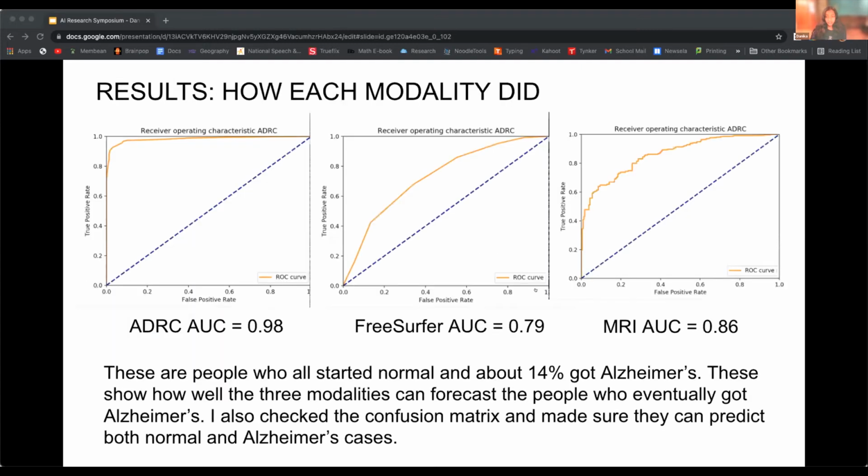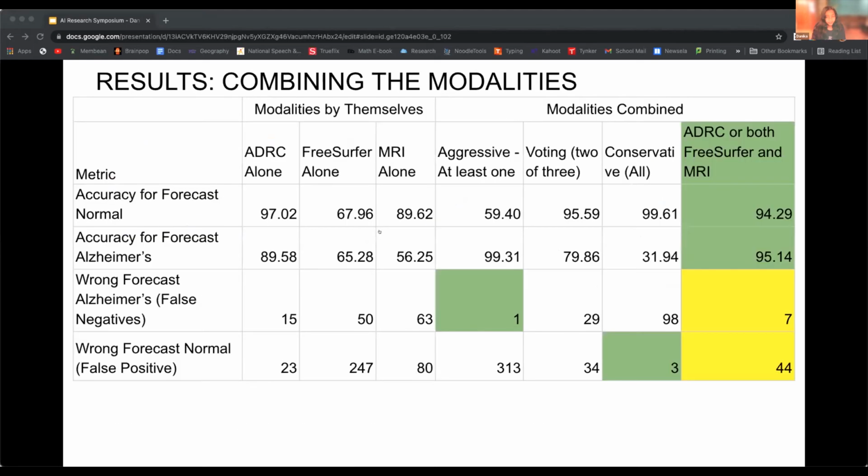As you can see, ADRC performed best with an AUC of 0.98, which makes sense as it is the clinician's diagnosis based on the patient's symptoms, which already takes multiple inputs into account. The key question is, can we do better than just ADRC by itself? The answer is yes. As you can see here, the conditional combination, the last column, worked best for predicting Alzheimer's, with a dramatic 50% improvement when it came to forecasting Alzheimer's, while doing reasonably well on other metrics. It was the best compromise and it already did work very well.